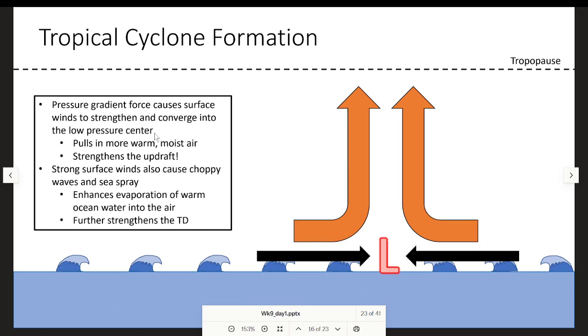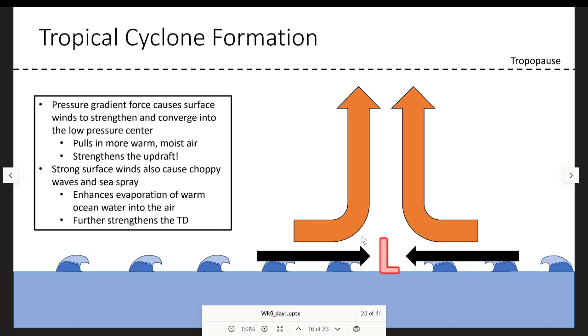So we have PGF, pressure gradient force. It causes the surface winds to strengthen and converge onto the low pressure center. So you have a surface low, and then the air around it wants to fill it in. So it pulls in more of this warm, moist air from the water around it. You have these other air masses around that are also warm. So it's like feeding itself, and it's kind of creating a machine. This will strengthen the updraft.